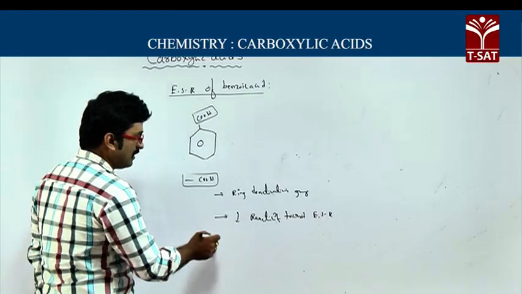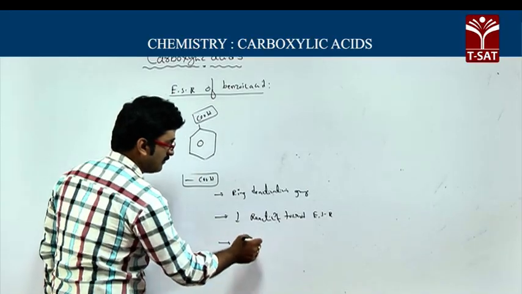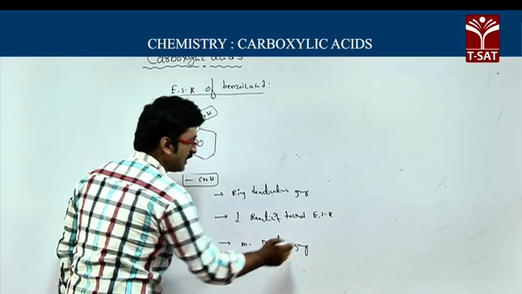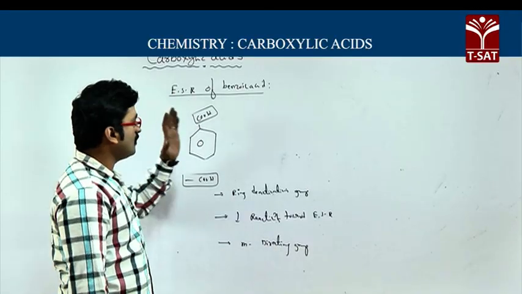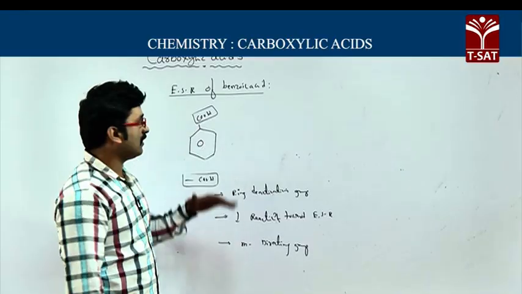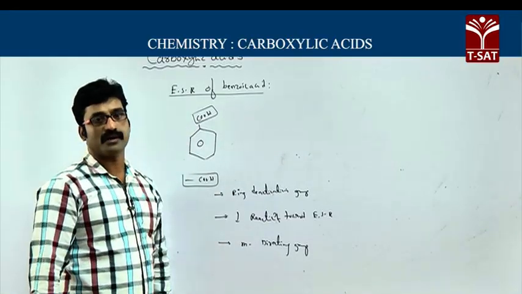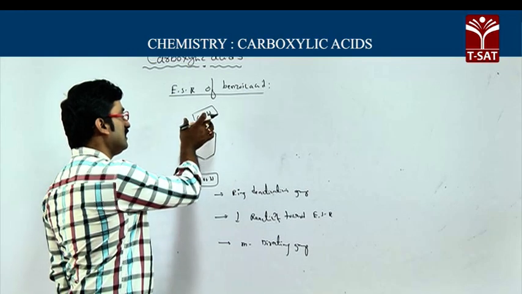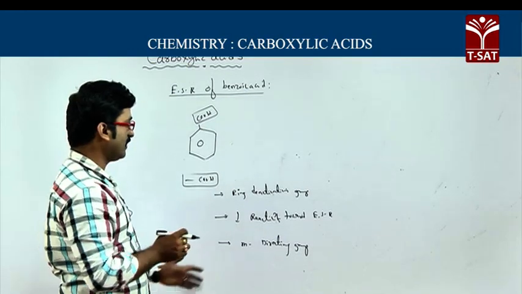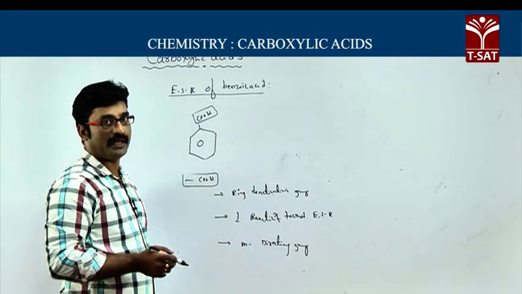Okay. And this COOH is a meta directing group. It means when benzoic acid is allowed to get one more electrophile on the benzene ring, it will decide the position for the incoming electrophile, and it will decide the meta position for the incoming electrophile. So, that is why it is called a meta directing group.